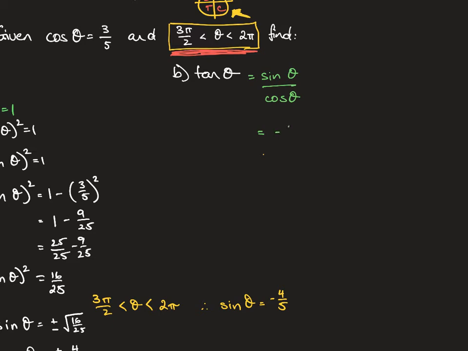So sine we just worked out to be minus 4/5, cos is 3/5, and our sine value is negative. So we've got negative 4/5 divided by 3/5. So I'm going to invert the fraction, change it to a times, and we get tan is minus 4 on 3, which you might balk at, but remember tan values can be bigger than 1.